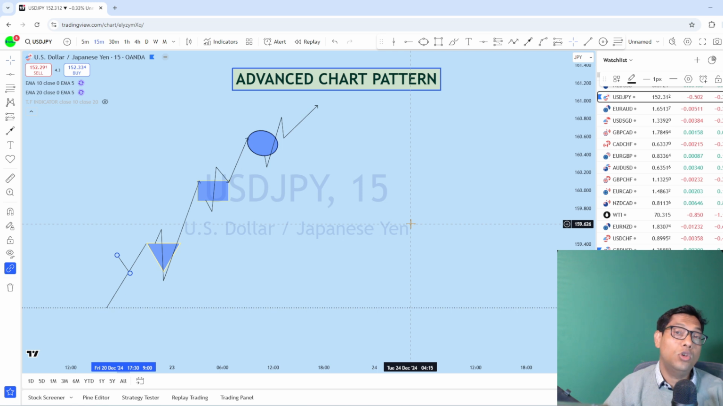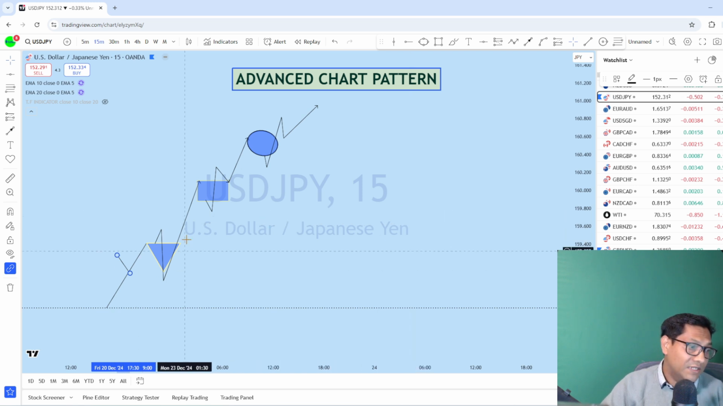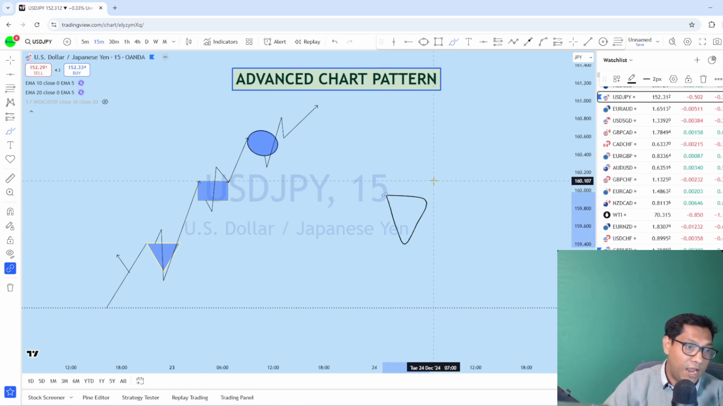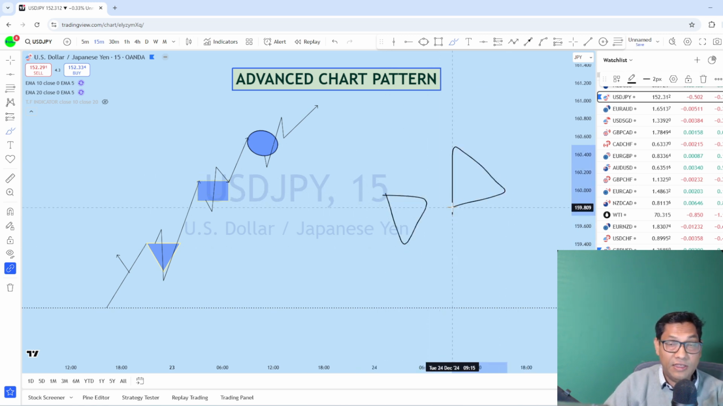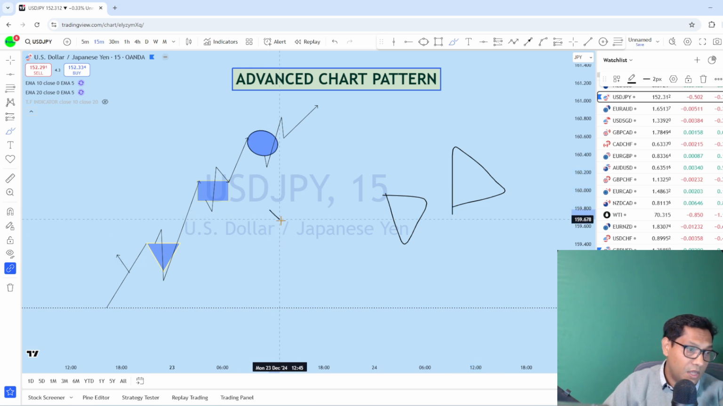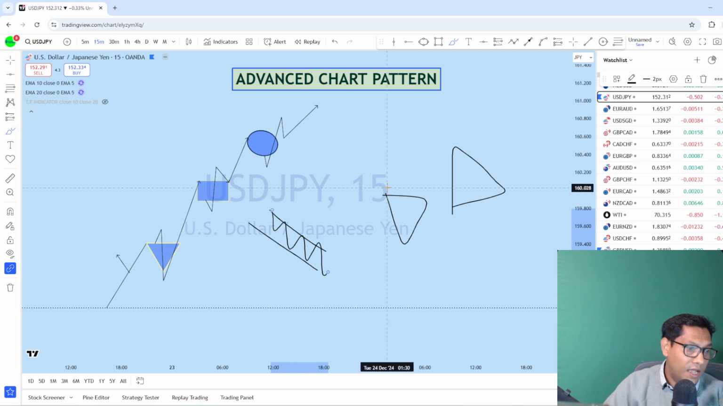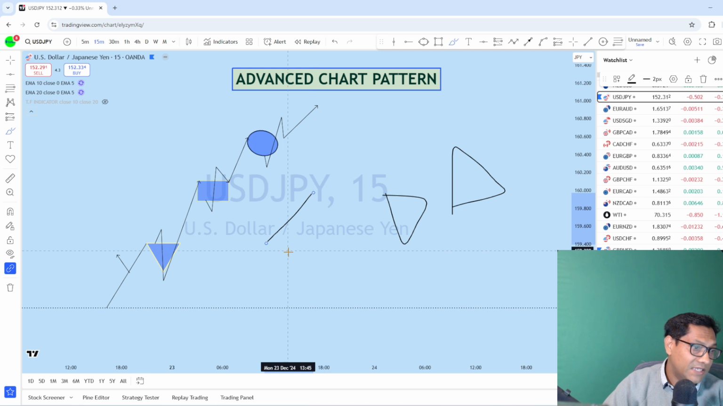Now, once we can identify that pole, next we need to look at a consolidation. This consolidation can form in many shapes. That's the pattern coming in. Once we see the pole, we need to identify that pattern. It can be a triangular pattern this way, or a triangular pattern that way, or what we call a bull flag, forming a descending channel, or it can form an ascending channel in an uptrend.